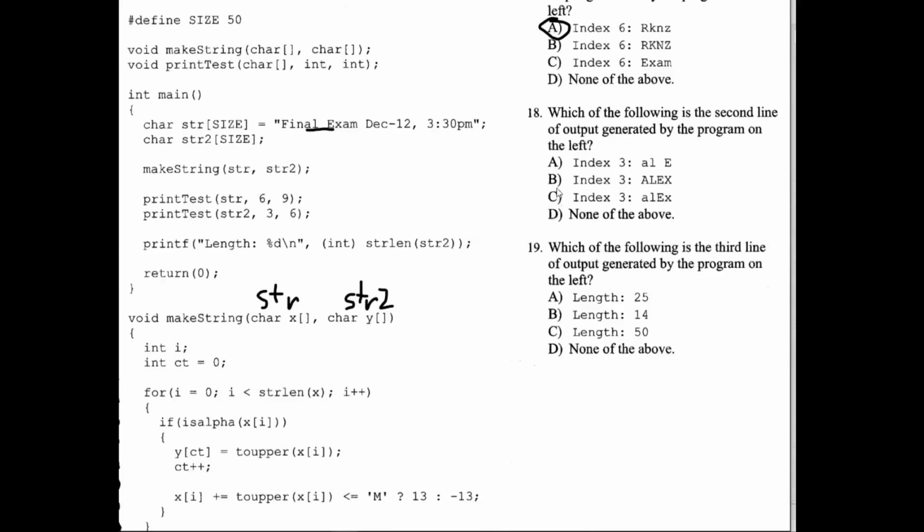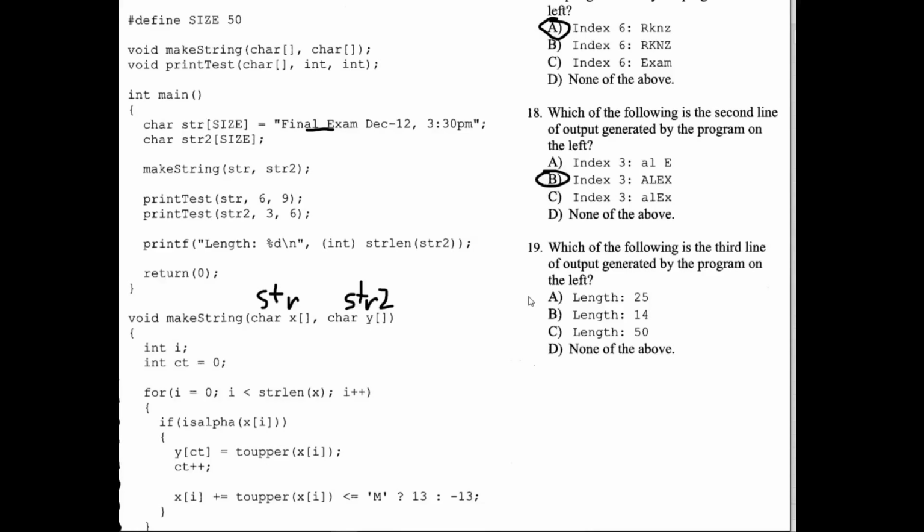So right now we're looking at B and we're seeing, okay, that's all uppercase, that makes sense. But wait, isn't there a space in there that we should be including? But if you remember, this only increments CT count if it's actually alpha. So if it's alpha, then it will add that. But if it's a space, then it's not going to go through this code and it's not going to add that space character. So the correct answer to 18 will be B.